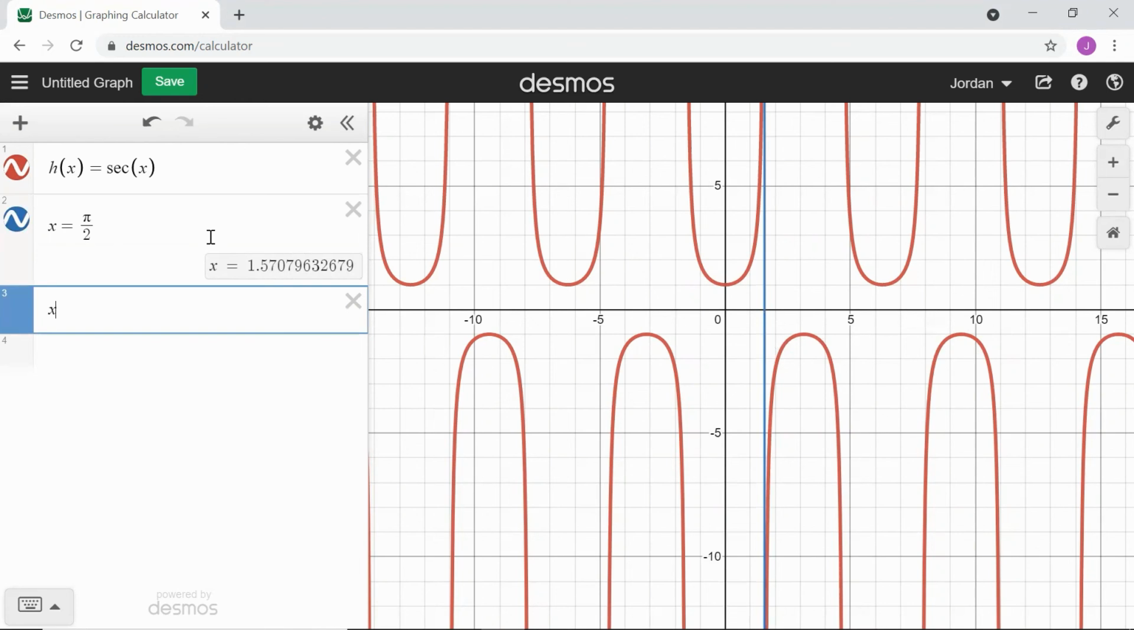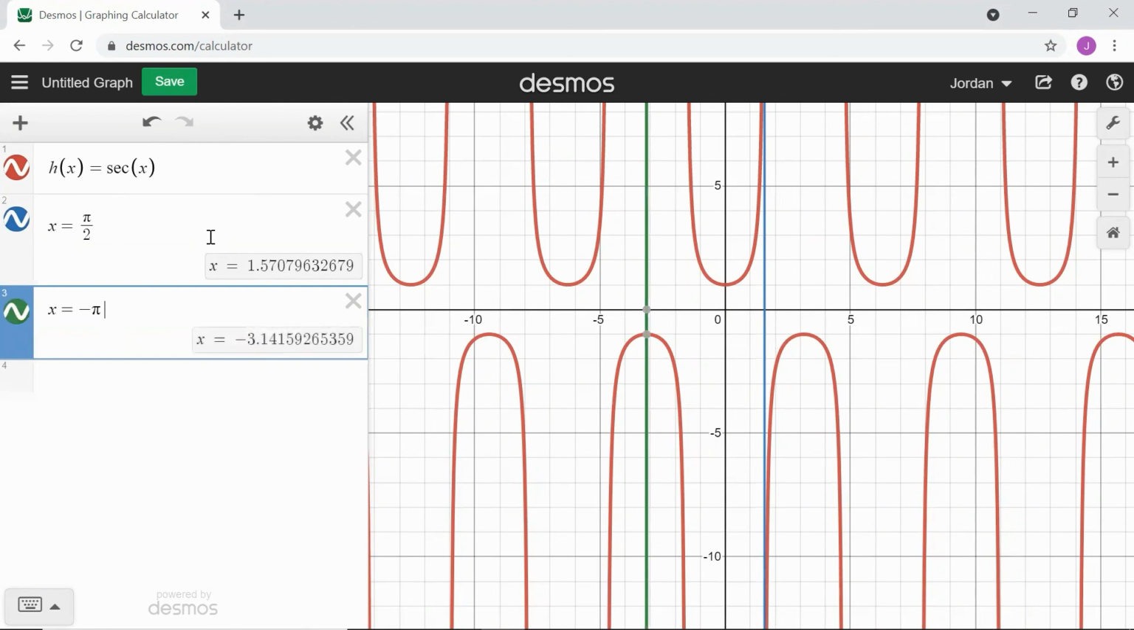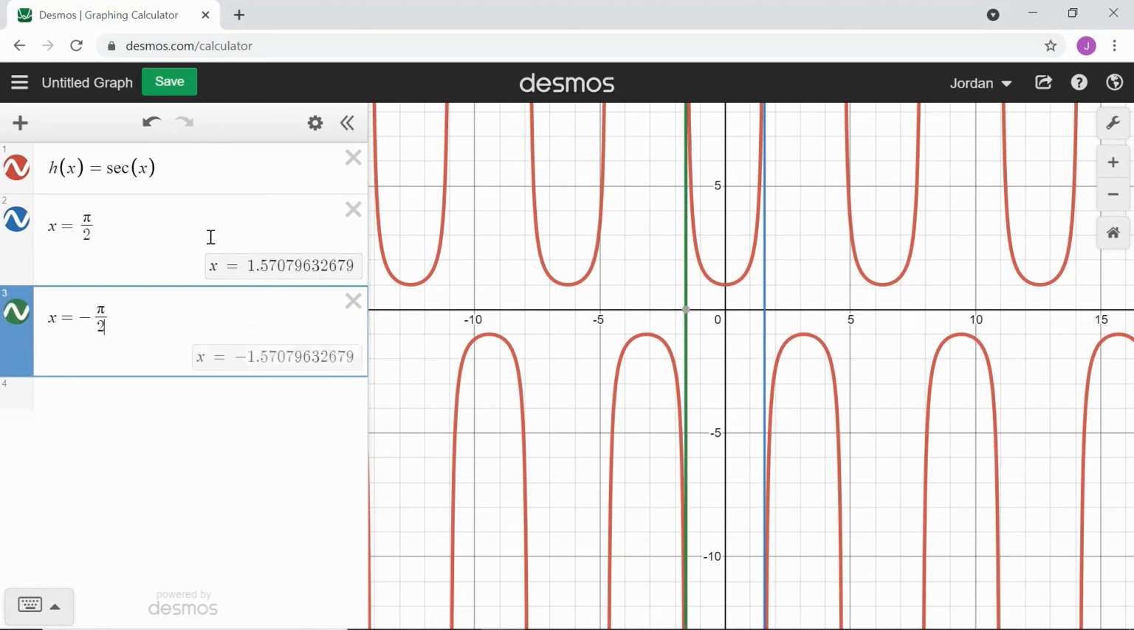And if we did x equals negative pi over 2, you can see another asymptote. And you can see that in each little section here, the function is continuous, but you're skipping between asymptotes. And that's what happens for secant of x.